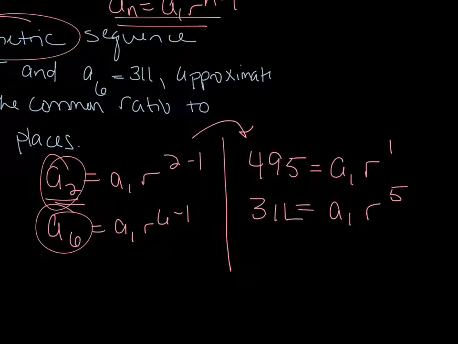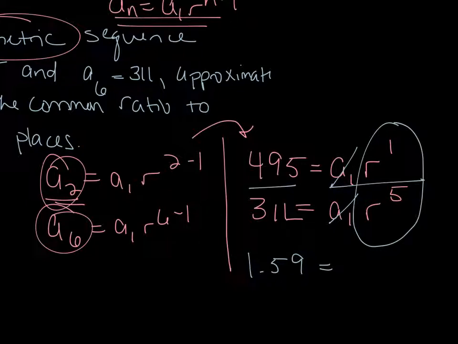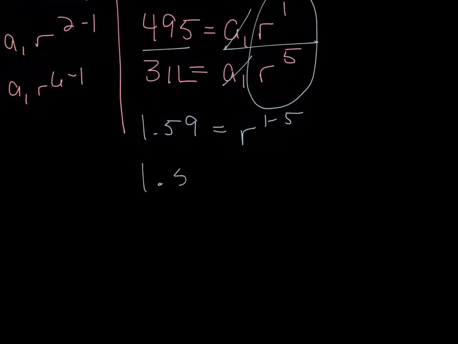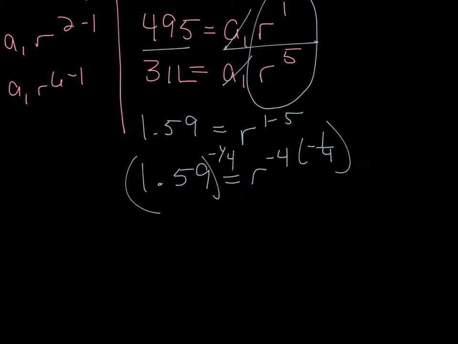Now, what I'm going to do is utilize my multiplication of equality rule. And that means that I can just divide these two things out. The a1s will cancel. 495 divided by 311 is approximately 1.59. r to the first and r to the fifth have the same base, so it's going to be r to the 1 minus 5. And that is going to get you 1.59 equals r to the negative 4. To get the r alone, you're going to take the reciprocal of it, and you're going to raise it to both sides. These cancel out and become 1, so r equals, make sure you guys are raising it to the negative 1/4 power, and they want you to approximate it to 4 decimal places, so 0.8903. Okay, that's your rate.